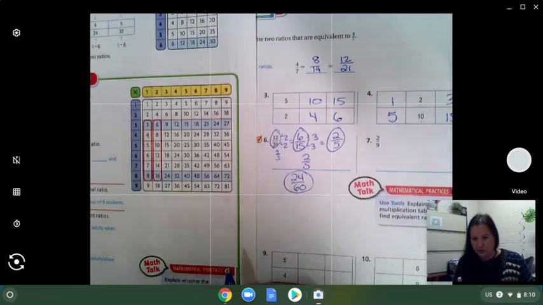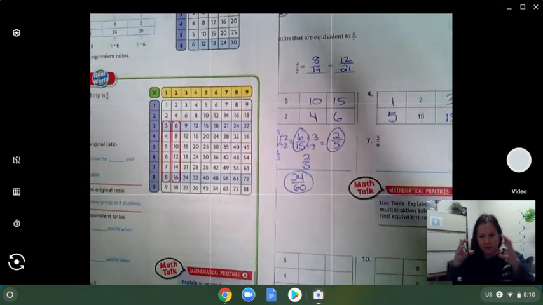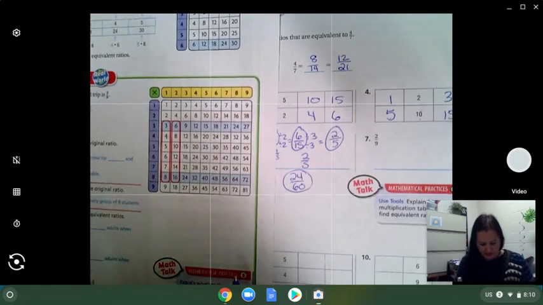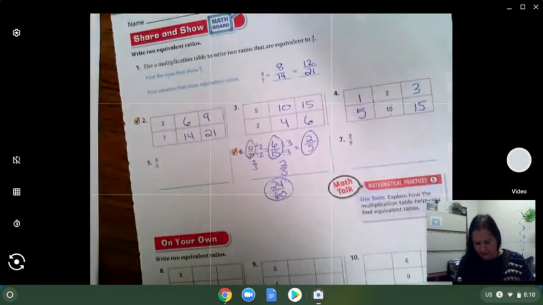So start with 2 and 3 and 4 and make sure you're simplifying. Stay really close to small numbers, not making huge numbers unless that's what they're asking you for in the program. Okay, so good job.